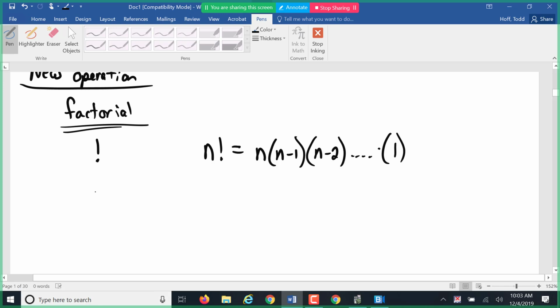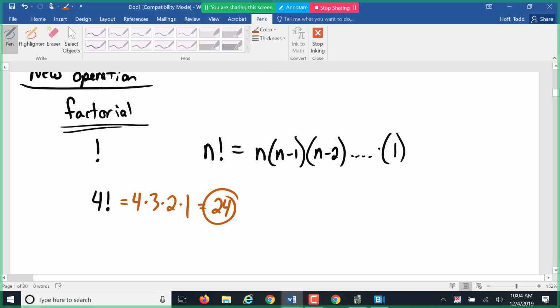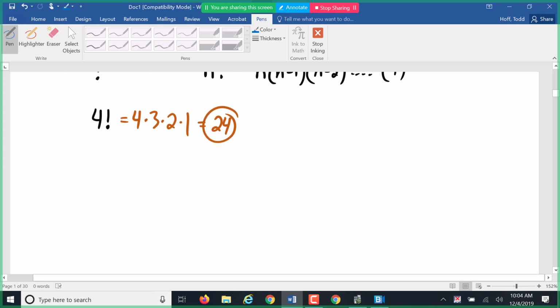So what does that mean? Let's say I have 4 factorial. That means I am starting at 4, doing 4 times 3 times 2 times 1. 4 times 3 is 12, times 2 is 24, times 1 is 24. So 4 factorial is 24. Now, some rules of our factorial, or properties of our factorials, I should state, that make them easier to work with.